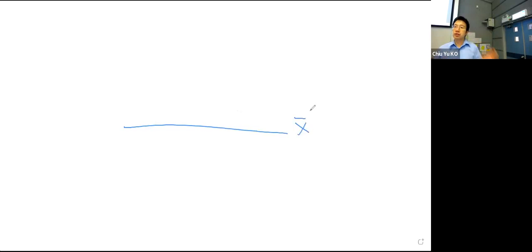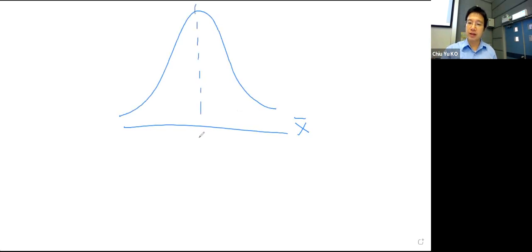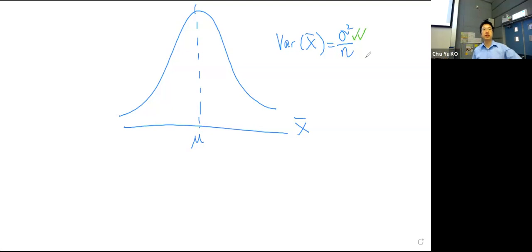So the central limit theorem tells the following: X bar follows a bell curve, and this bell is centered at mu. The variance of this is simply sigma square over n. Now suppose we know sigma square, to make our life easier. Someone tells you this. We don't care who tells you, but we know this first.